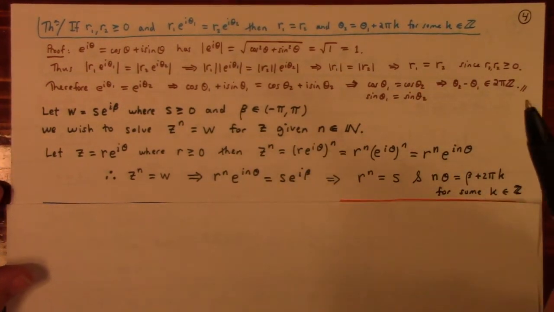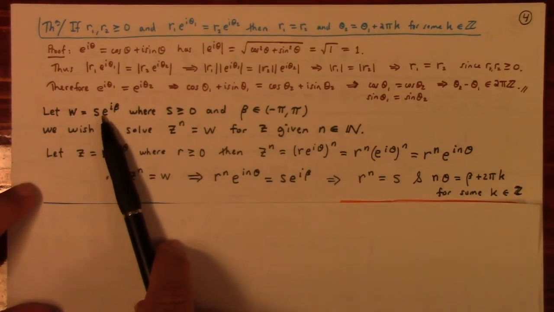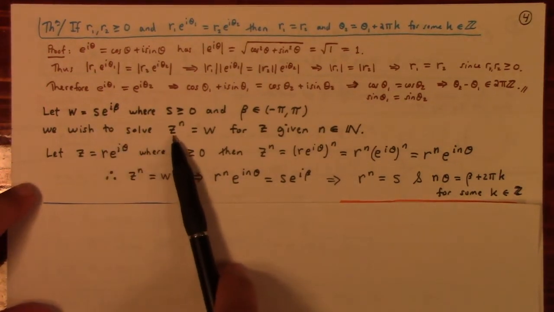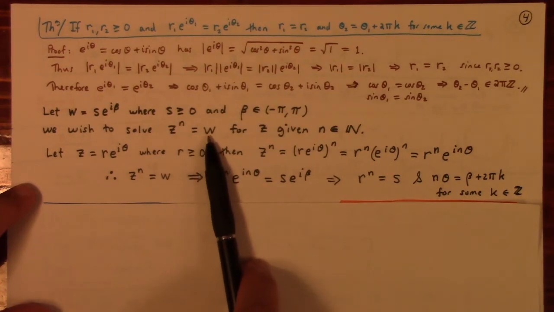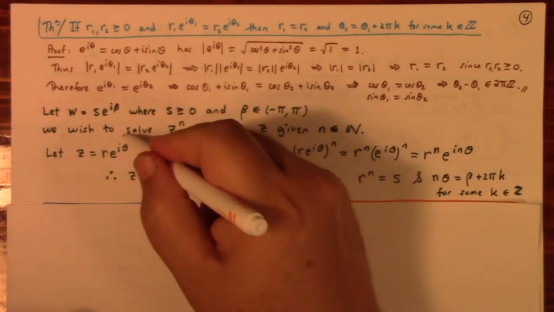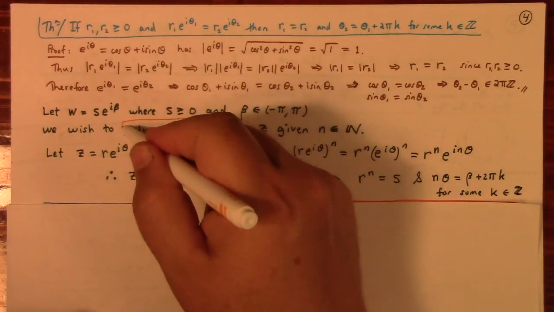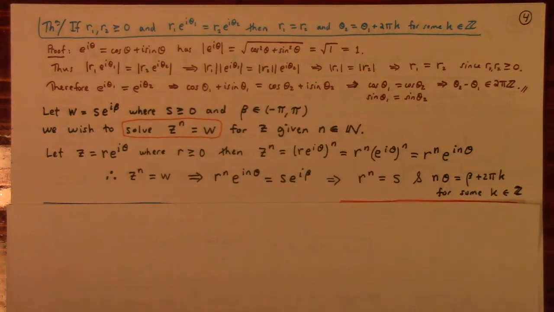Now, here's an application. Let w equal s e to the i beta. We wish to solve z to the n equals w, all right? So this whole black piece here is a discussion of how you solve z to the n equals w when you're given w. How do you find such a z? And we're also given the n.